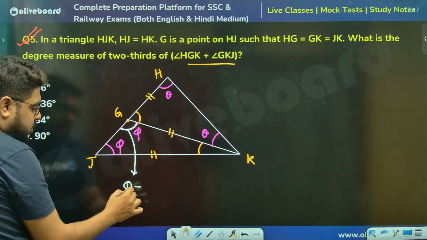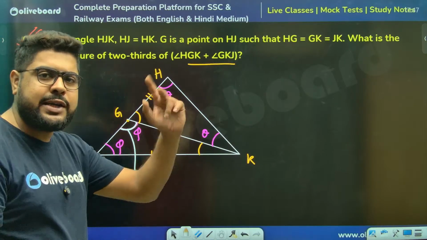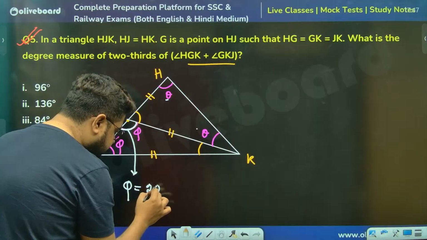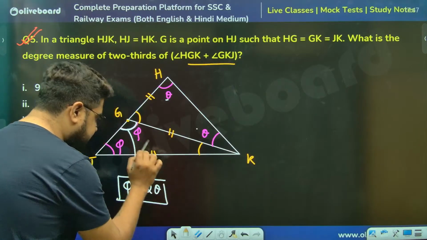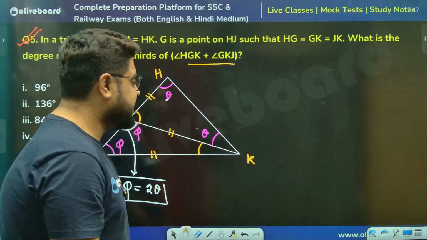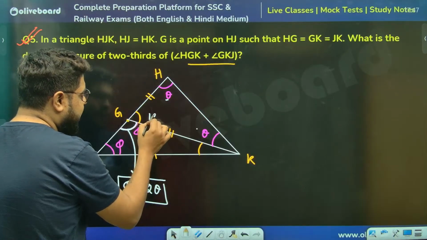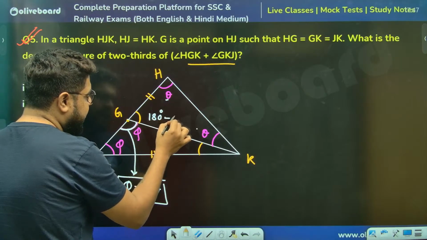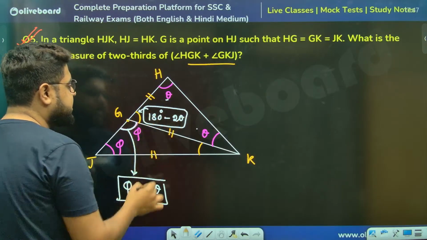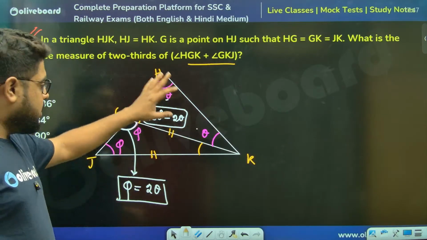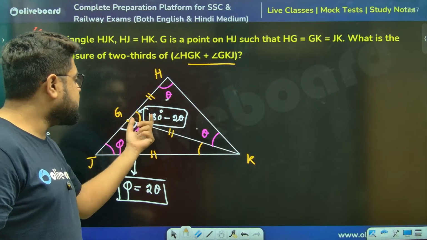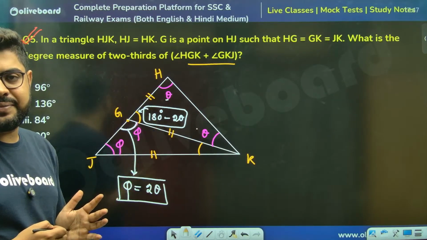That is equal to the sum of the two opposite internal angles, theta and theta, that is 2 theta. That is something we understood. And this angle is 180 degree minus 2 theta, because the three angles of any triangle must be 180. So these two are 2 theta, and whatever remains is this angle.